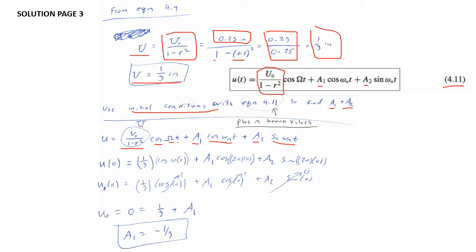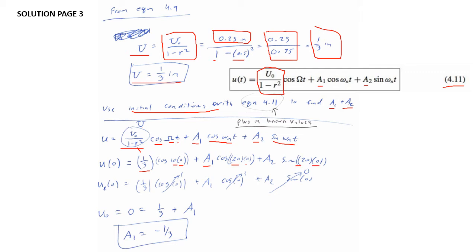Start plugging in our known values. We can plug in that first part of the equation, which becomes 1/3 times the cosine of 10 times 0, because we're doing it for our initial conditions, plus A1 times the cosine of 20 times 0 for time, plus A2 times the sine of 20 times 0 for time.